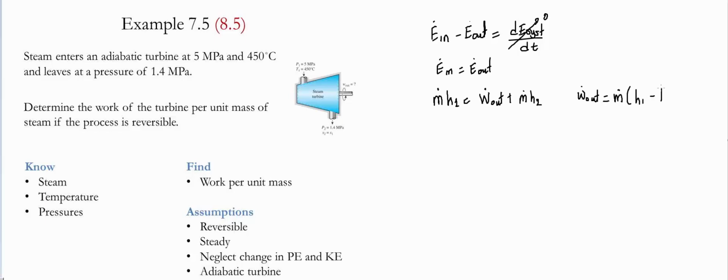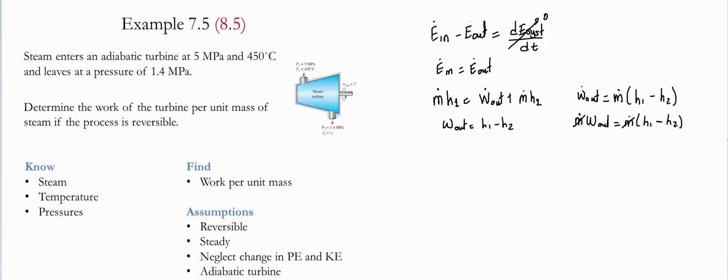enthalpy at the entrance minus enthalpy at the exit, and knowing that the amount of power is equal to the mass flow rate times the amount of work per unit mass, we simply have this equation, and the mass flow rate cancels on both sides. Therefore, what we're solving for is the work per unit mass, and that is simply the difference between the specific enthalpy between entrance and exit.